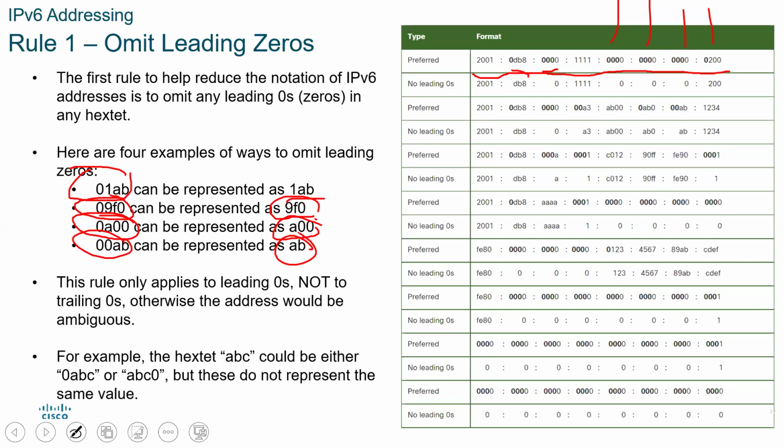If you look at it here, no leading zeros: you see DB8, then 0, then 111, then 0, then 200. That is rule number 1. So once you see an IP address segment with fewer than 4 hexadecimal digits, you know that the leading zeros have been removed. The same thing goes for this one, and for the next one. So that is it. Let's look at rule number 2.